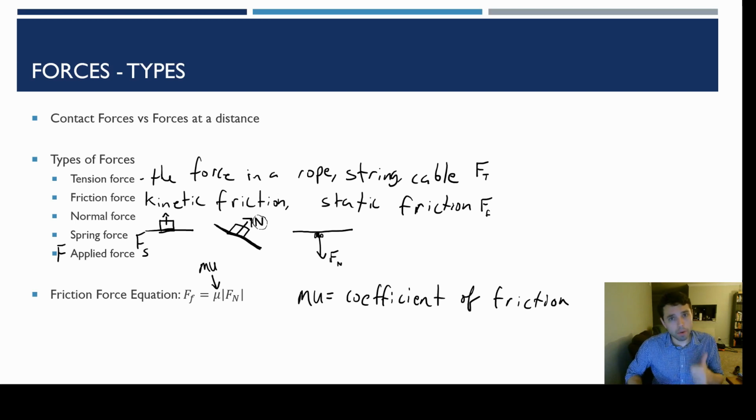So the higher the number, the more grippiness, or whatever word you want to use to define it, between two objects when they're rubbing. The lower the number, closer to 0, the more slippery they are.